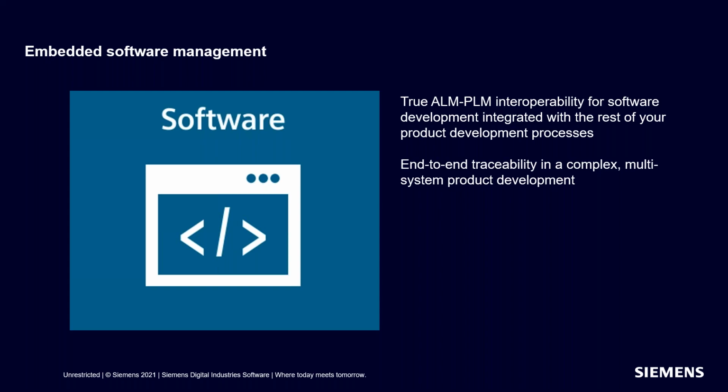Bidirectional linking of ALM and PLM design data delivers multidisciplinary development. It provides you with the ability to quickly access the cross-domain impact of product changes and end-to-end traceability for complex multi-system product development.